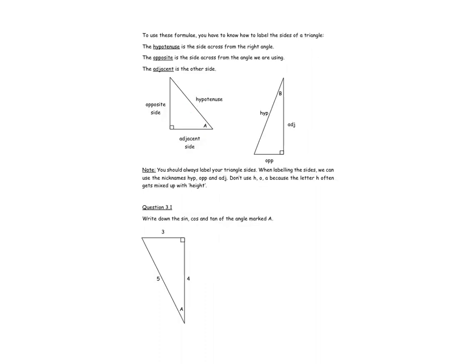To recap what we said on the last slide, to use the formula, you have to know how to label the sides of a triangle. So the hypotenuse is the side across from the right angle, the opposite is the side across from the angle we are using, and the adjacent is the other side.